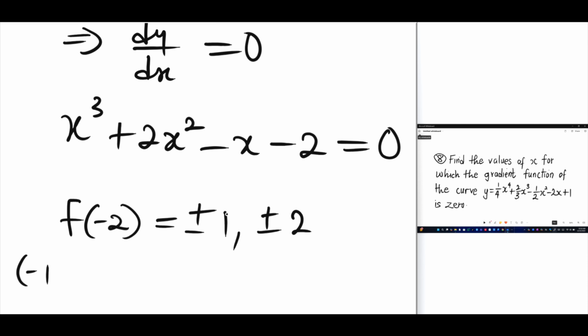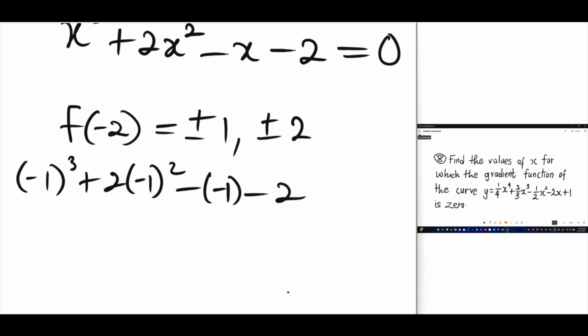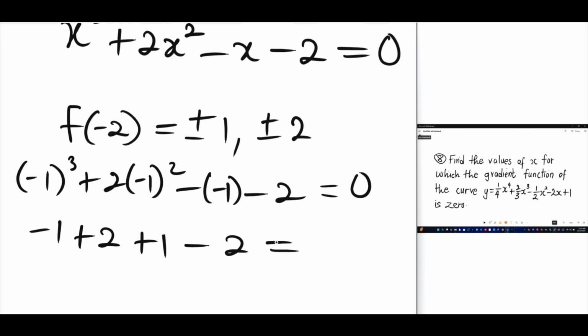So when you plug in -1, you see whether the left hand side will be equal to the right hand side. So -1 cubed, plus 2 times -1 squared, then minus -1, minus 2. Let's see if it will be equal to 0. So here will be -1, here will be plus 2, and here will be plus 1, and here will be minus 2. Right. So we are getting the result to be equal to 0.